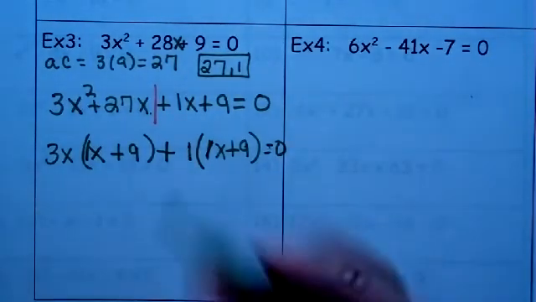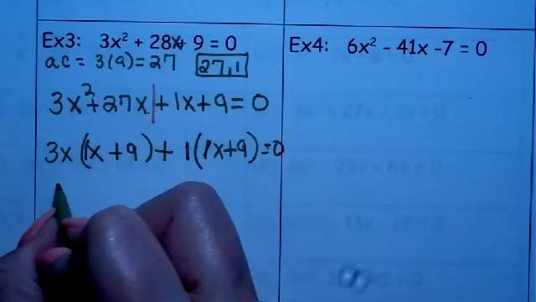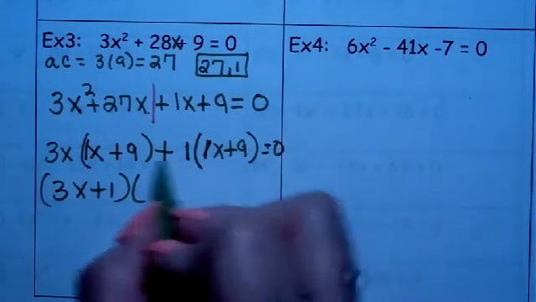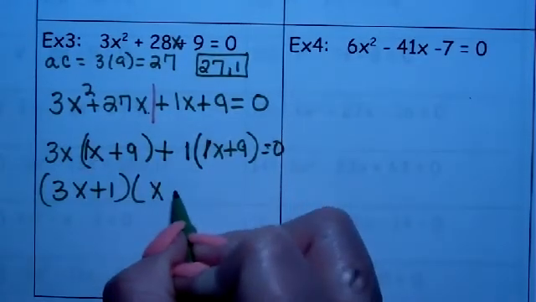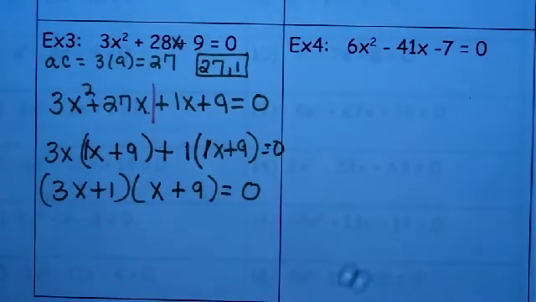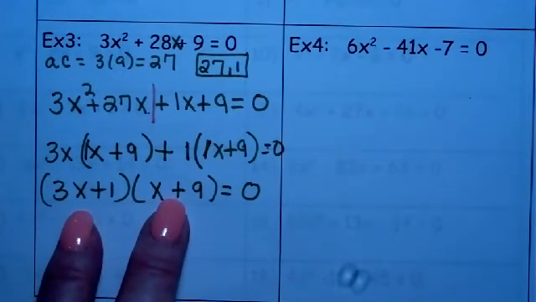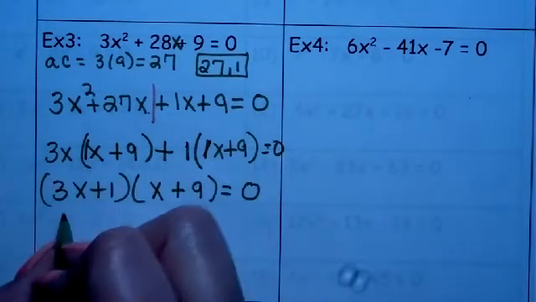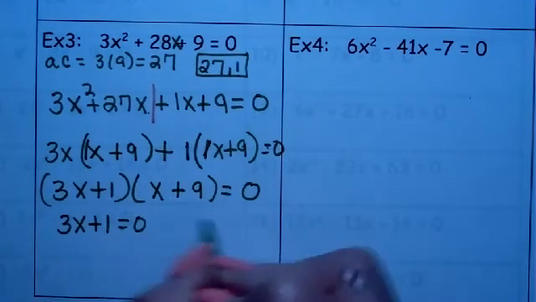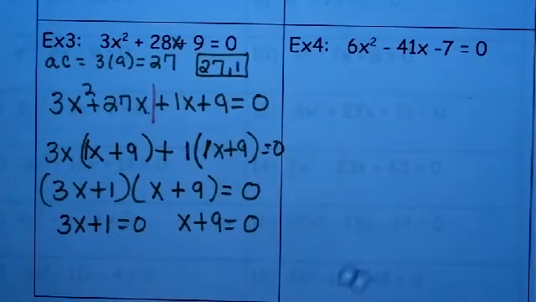Okay, now let's put our GCFs as our first binomial, 3x plus 1. Right here, I've got 1x plus 9. We know that's the same thing as x plus 9, just like that. Okay. Now, just like we did previously, we're going to set each one of these binomials equal to 0. My first answer is going to come from 3x plus 1 equals 0. The second one is going to come from x plus 9 equal to 0.